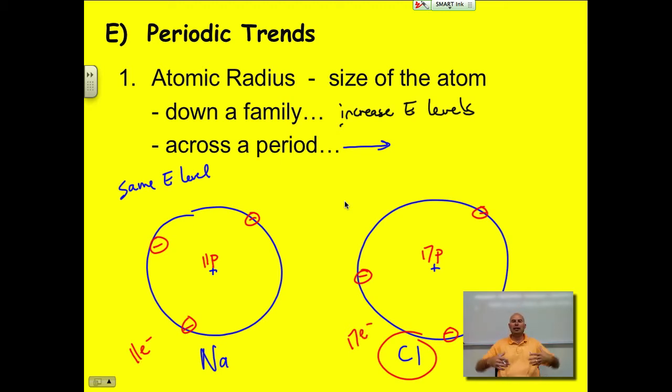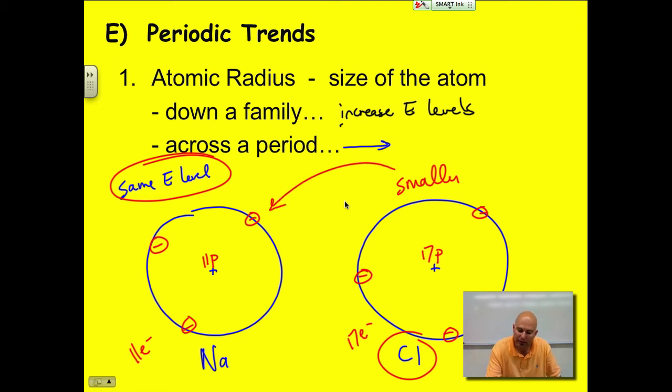My room doesn't get bigger because I put more people in it. If I have a class of 10, I've got a certain size room. If I have a class of 20, it doesn't get bigger. It's still the same room. There's just more people in it. So the fact that there are 17 electrons in chlorine versus sodium doesn't make a difference. There are 17 electrons, but the room, the energy level, is the same. So same room, but why does chlorine get smaller than sodium?